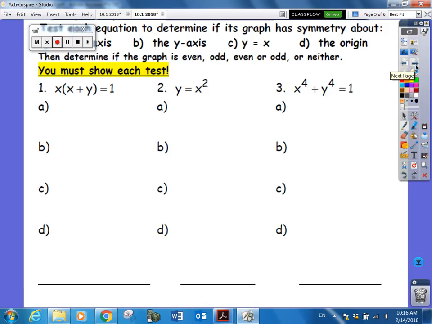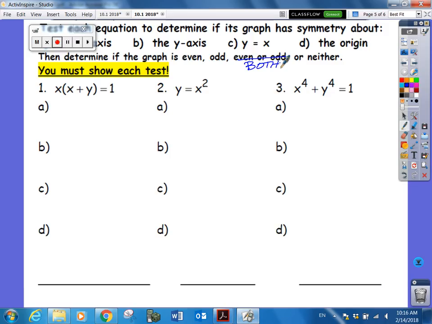about each of the axes given, and then we want to determine if it's even, odd, let's call this both, or neither. So you can have even, you can just have odd, you can have both of them, you can write even and odd, or you can write neither. And that is depending on the tests.